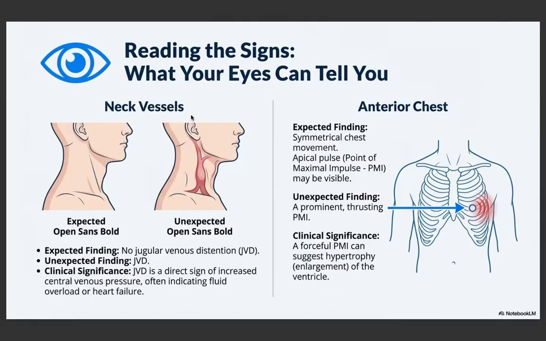So another thing that you're going to do is you're going to look at the PMI. So midclavicular line, fifth intercostal space. And if they're littler, like a little kid, it's still midclavicular, but it's fourth or third intercostal space. It may be better for you to hear. So there can be some visible pulsations at the point of maximum impulse.